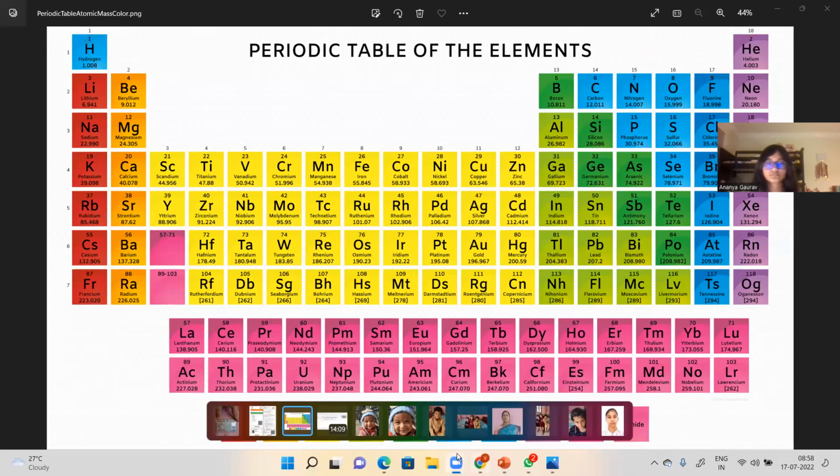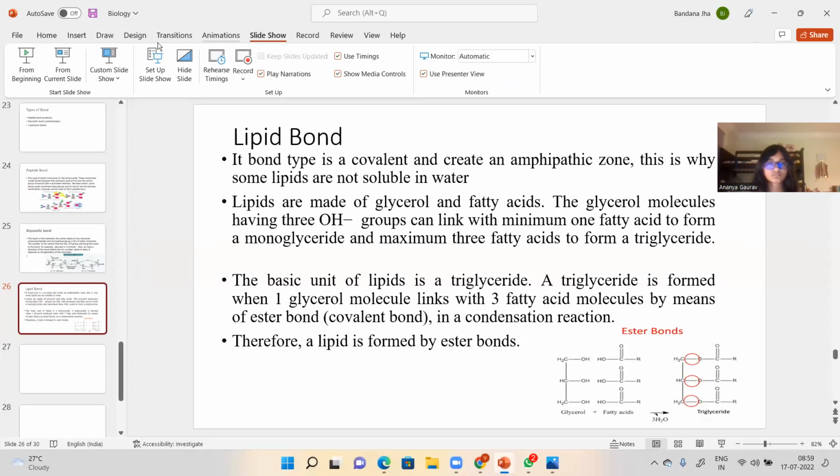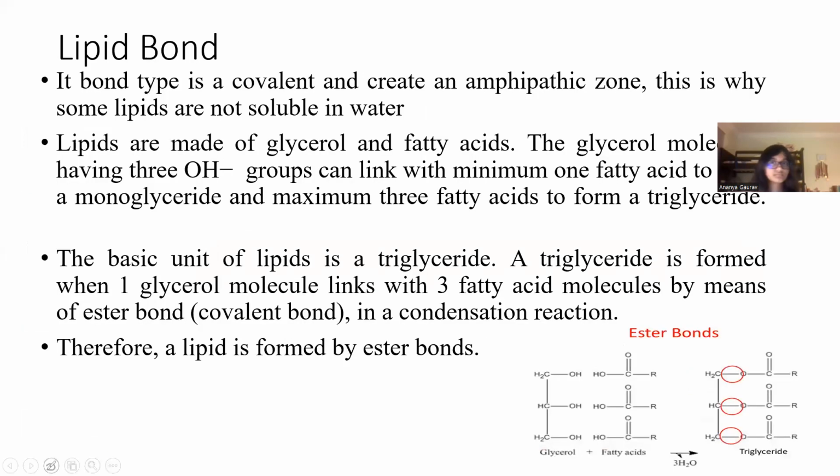Here we are talking about the carbon chain. Because of that reason, they are saying that the bond is a covalent bond, and it creates an amphithetic zone. That is why some lipids are not soluble in water. Covalent means there are 4 electrons in the outer shell. See, all the carbons are making how many bonds? 4 bonds. 1, 2, 3, 4.